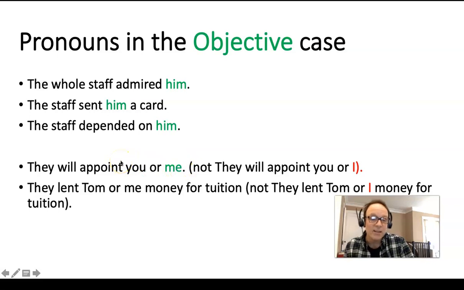So even though it might sound correct to say they will appoint you or I, it really should be they will appoint you or me, because it's at that object position in the sentence. They lent Tom or me money for tuition, not they lent Tom or I money, because again, they are the subject, me is the object, and that's the correct. We use I if it's the subject.